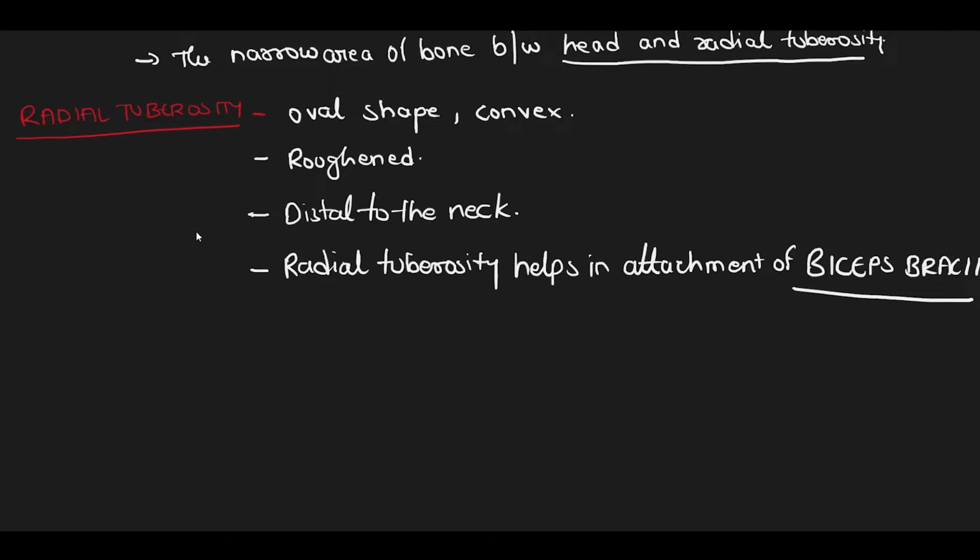The long head of biceps originates from the superior glenoid tubercle. Okay. From where does the short head originate? The short head originates from the coracoid process.